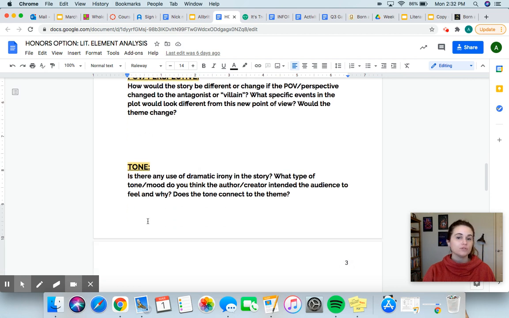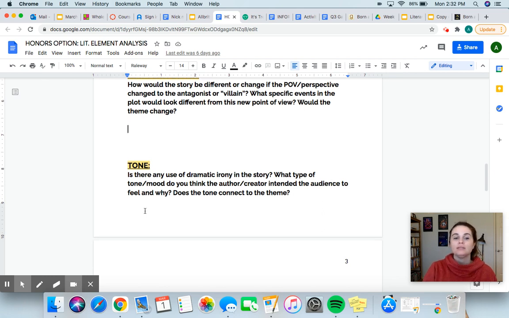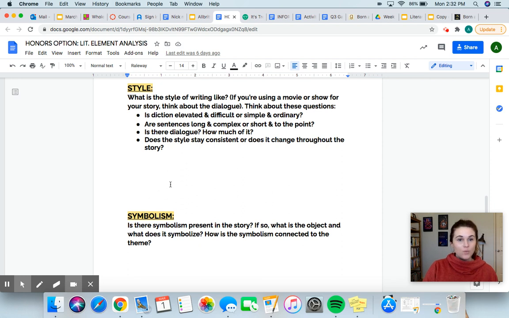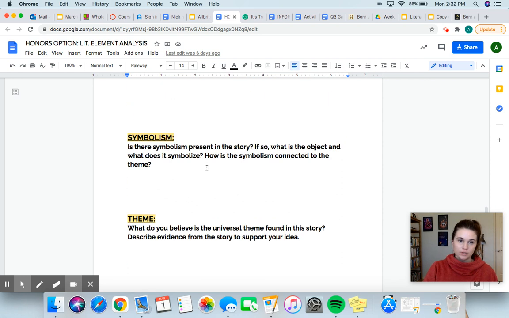Tone. Is there any use of dramatic irony? Remember, that's when we know something as the audience or reader, but the characters don't. What type of tone or mood do you think the author, creator intended the audience to feel and why? And does the tone connect to the theme? Style. What is the style like? You can just answer these bullet point questions.